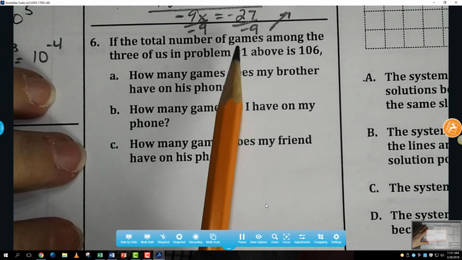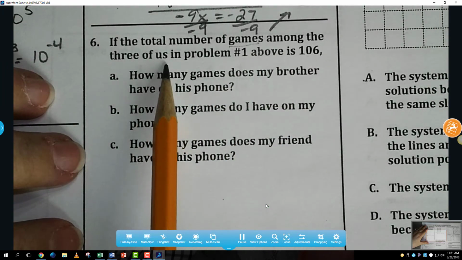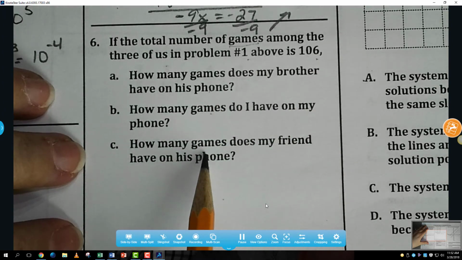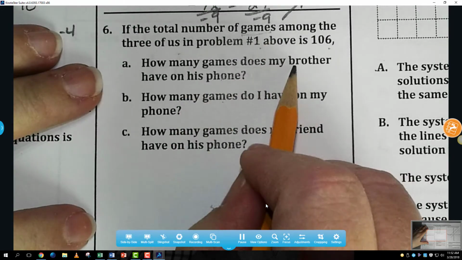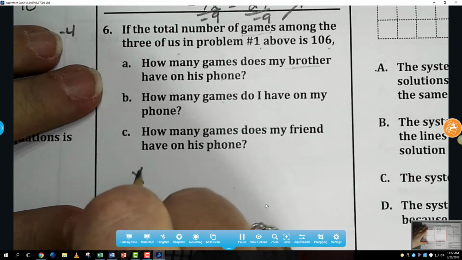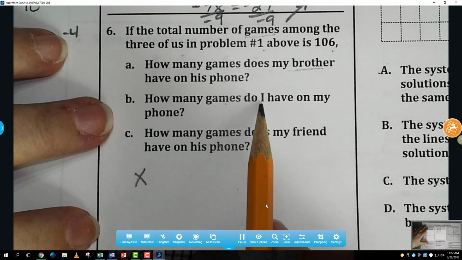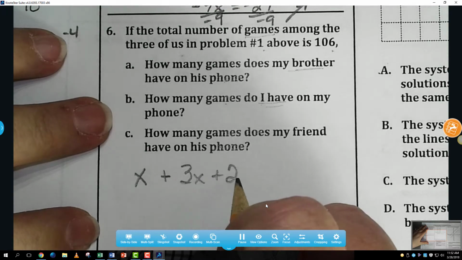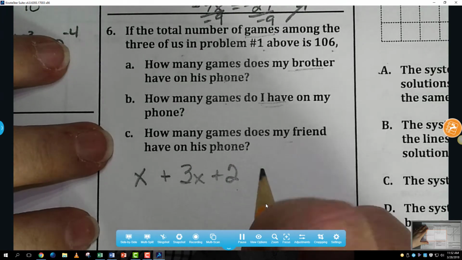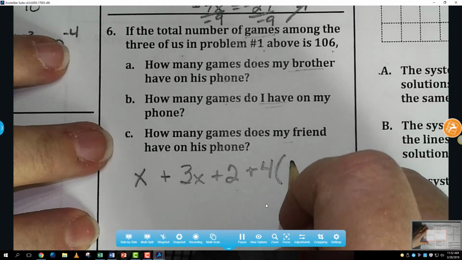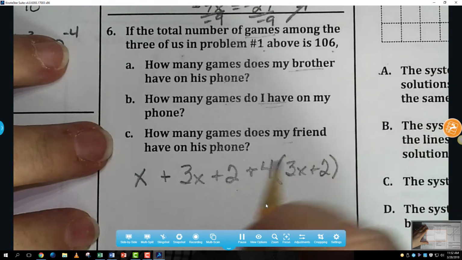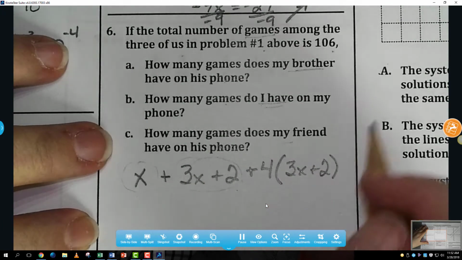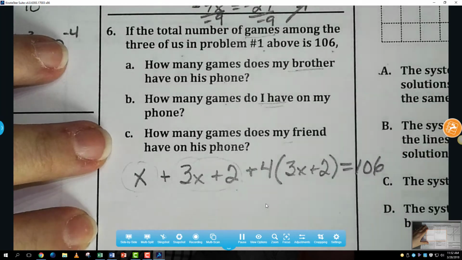Number 6, if the total number of games among the three of us in problem number 1 is equal to 106, how many do all three of us get individually? So, how many does the brother get? My brother had x. How many do I have? Well, I had 3x plus 2. And how many does the friend have? The friend had 4 times the quantity 3x plus 2. And between the three of us, the brother, me, and the friend, we're supposed to have a total of 106.